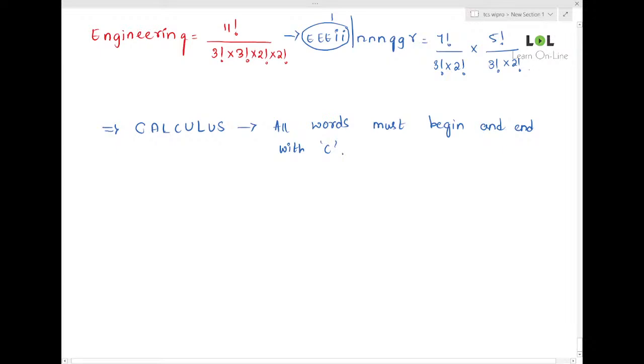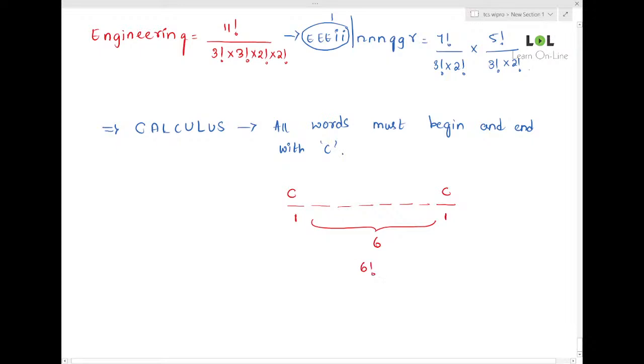Okay, observe what can be done. Firstly, how many places are there? 8 places are there. Observe carefully. Look at the condition. All must begin with the C and end with the C. So I can fill this place in only one way, and I can fill this place in only one way. Still, how many places are there? 6 places are there, and for them 6 letters are there. Now I can arrange them in how many ways?